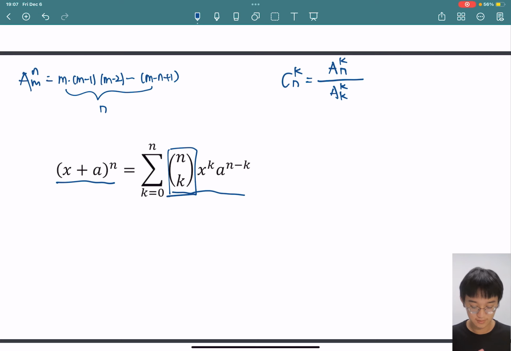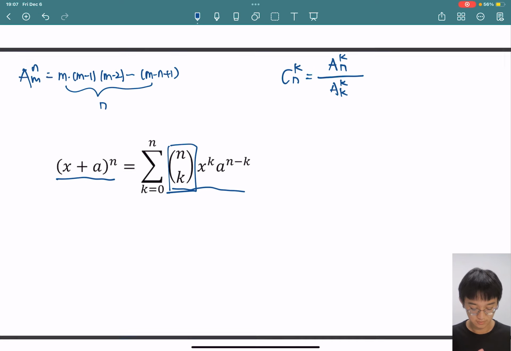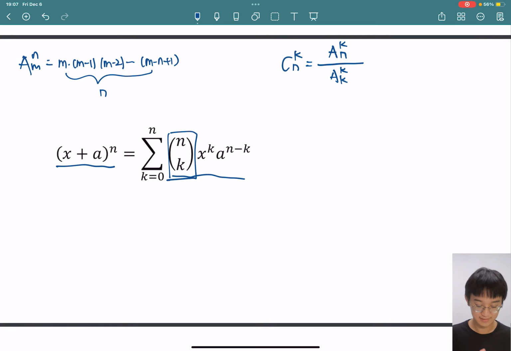So this is very hard to understand why. But I have a good idea to understand this. This is my easier way. We can think of x plus a as a box. So to the power of n means we have n boxes. So x plus a, x plus a, x plus a, x plus a.